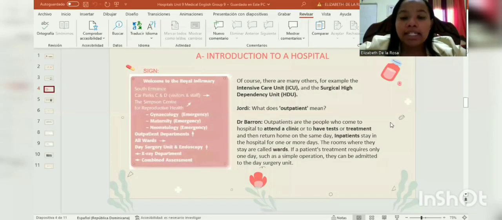My name is Elizabeth de la Rosa. Of course, there are many others. For example, the Intensive Care Unit, ICU, and the Surgical High Dependency Unit, HDU.